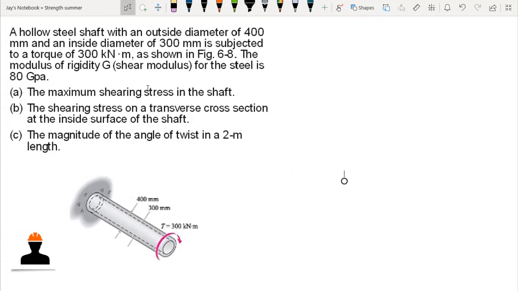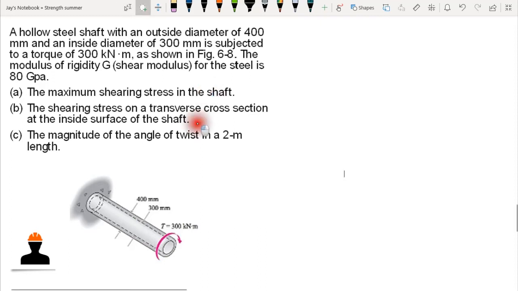Now we have a new problem. A hollow steel shaft with an outside diameter of 400 mm and an inside diameter of 300 mm is subjected to a torque of 300 kN·m as shown in the figure, this one. And the modulus of rigidity, or shear modulus, for the steel is 80 gigapascal. The maximum shearing stress in the shaft, so this is the first question.